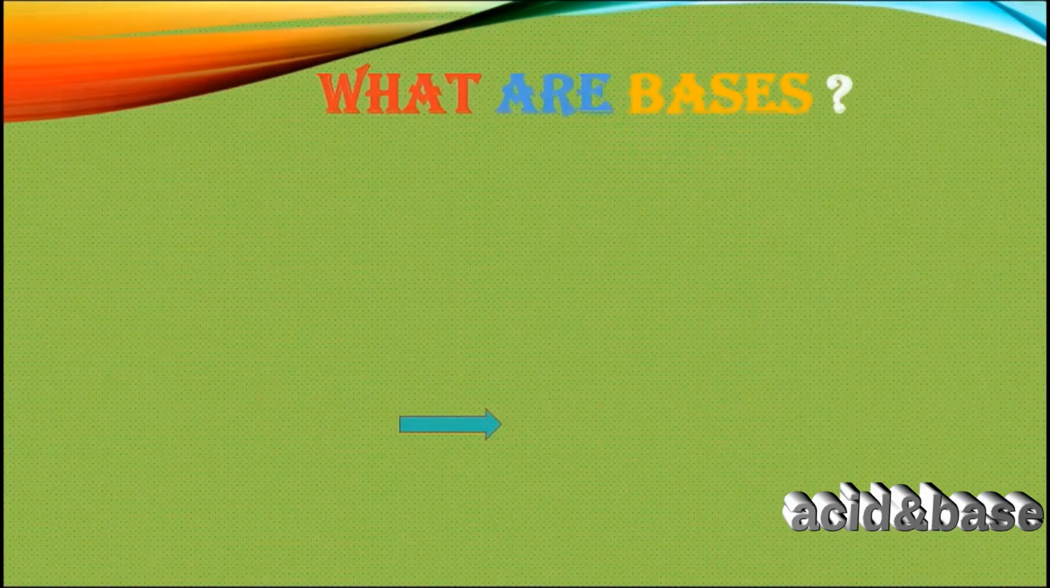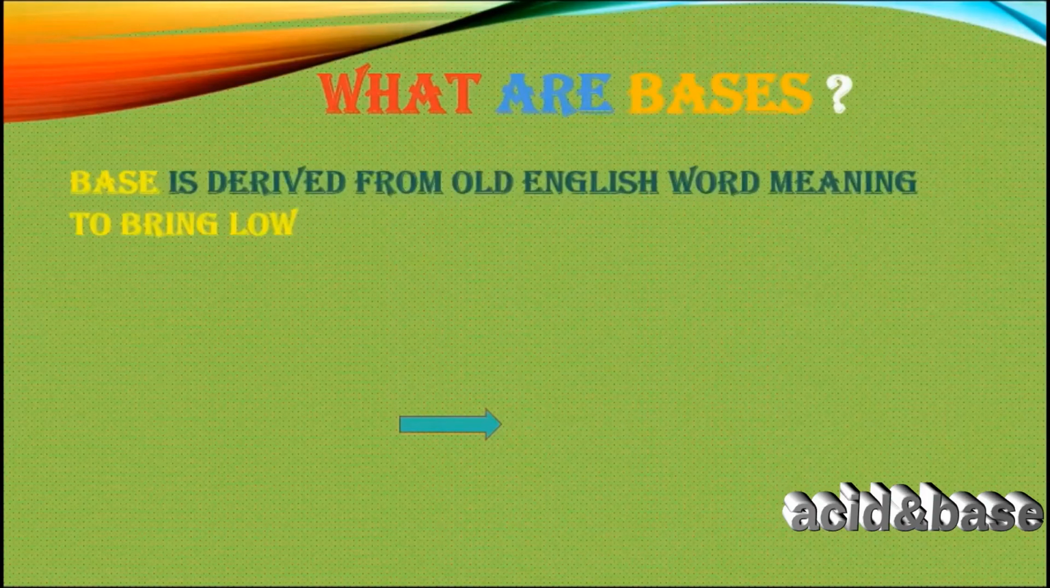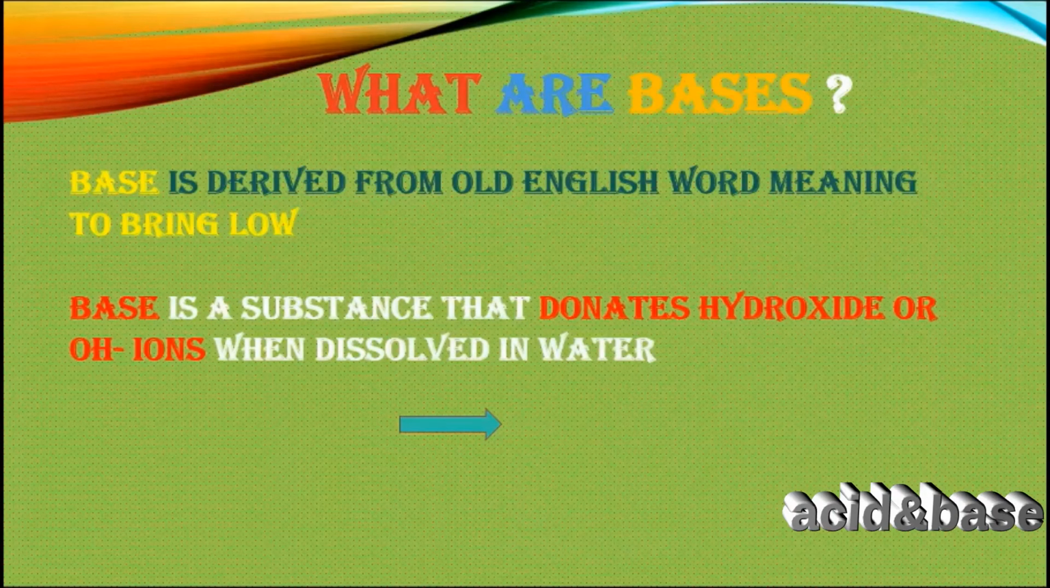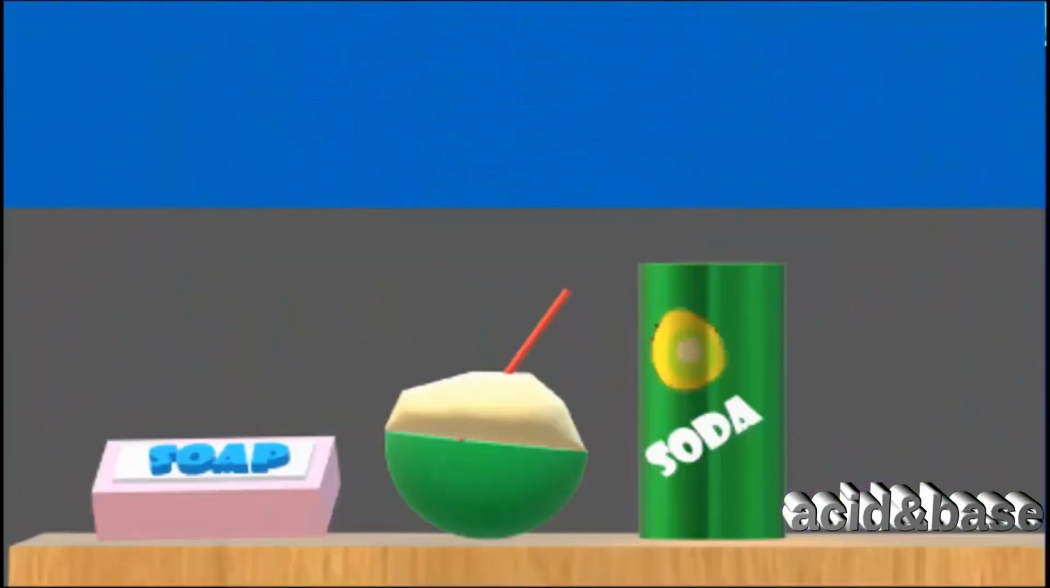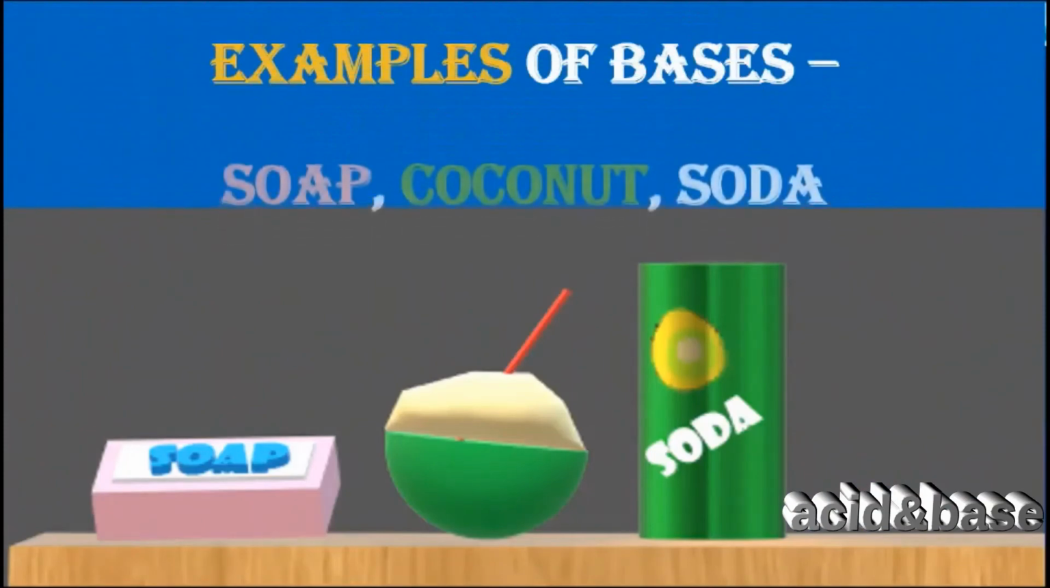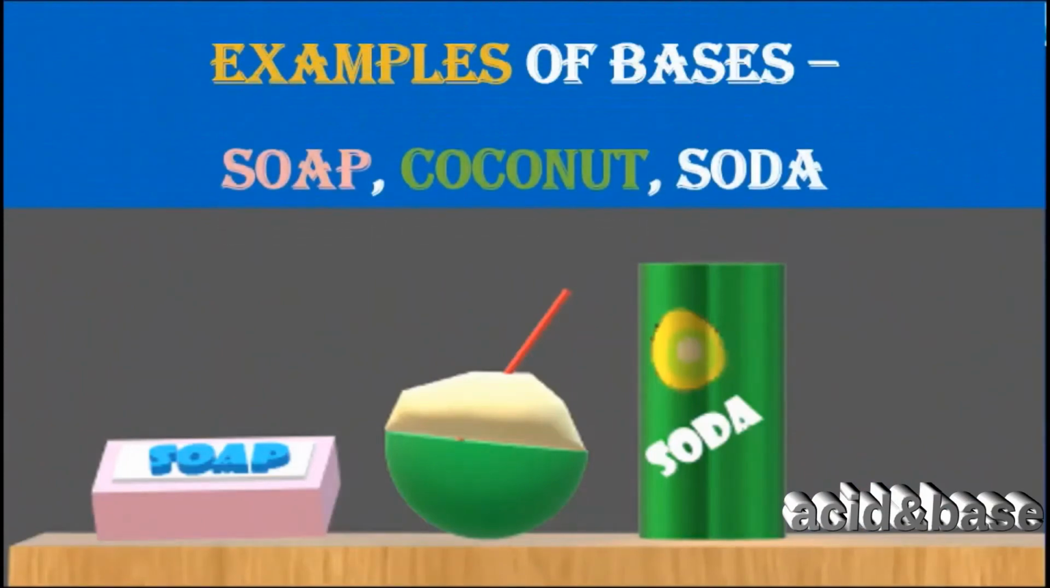Now let us start bases. What are bases? Base is derived from an Old English word meaning to bring glow. A base is a substance that donates hydroxide, or OH-, ions when dissolved in water. As an example, here we have ammonia, which combines with water to give ammonium ions and hydroxide, that is OH-, ions. Examples of bases: soap, coconut, soda. All these are examples of bases.